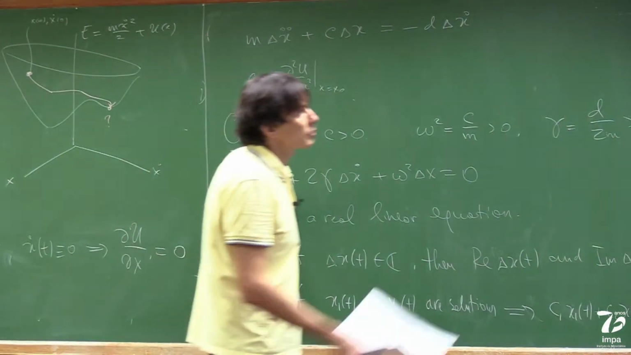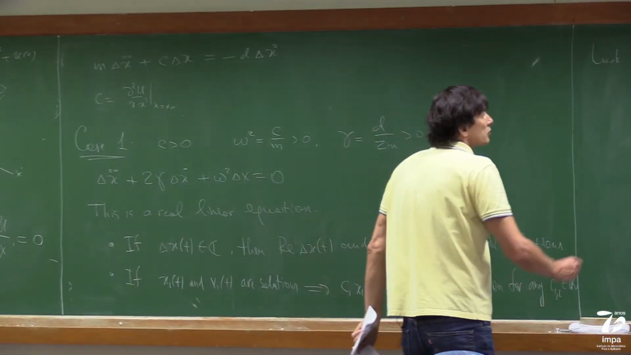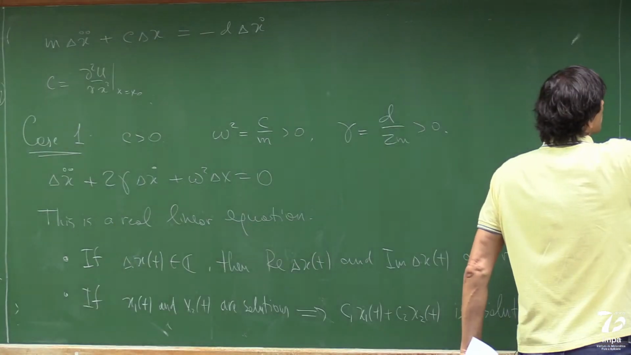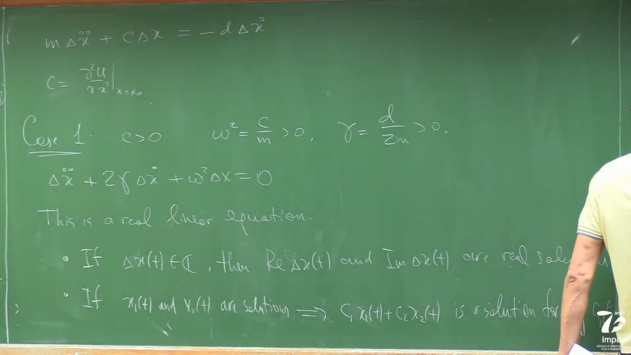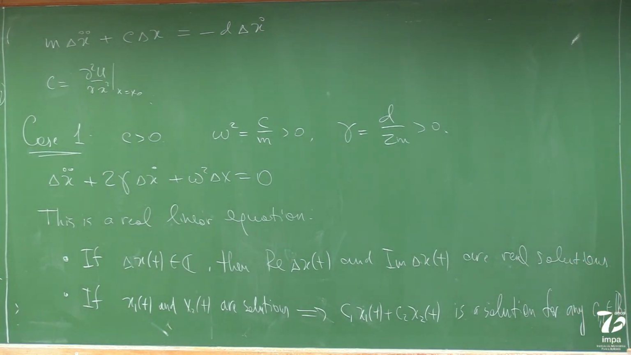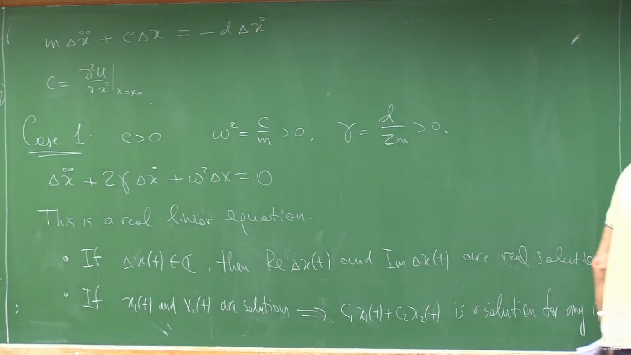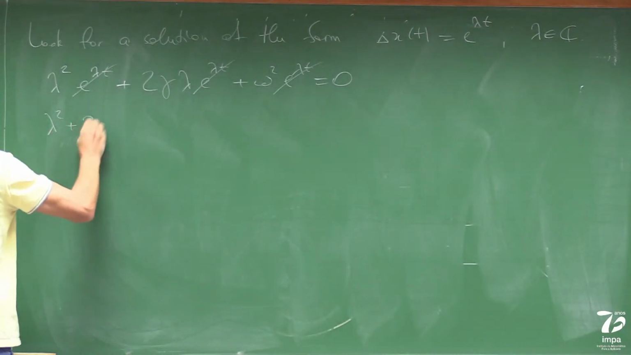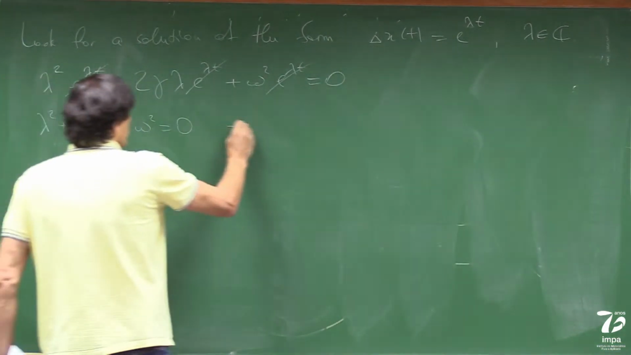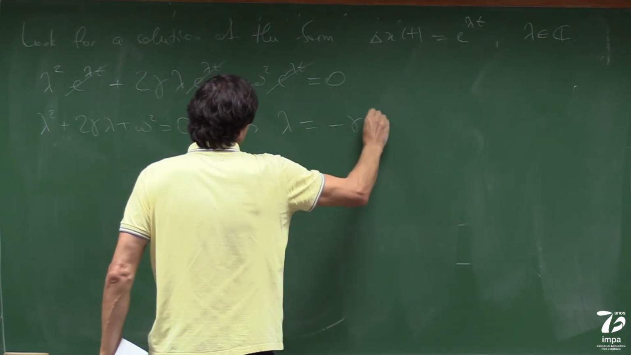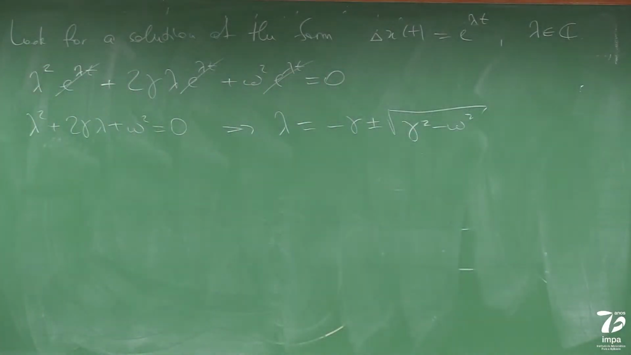So remember, when you differentiate an exponent, you get lambda. So the second derivative will give you lambda squared, then 2 gamma, and the first derivative gives you lambda, and then omega squared, all times e to the lambda t. Okay, the exponent is non-zero, so we can cancel it out. So we get lambda squared plus 2 gamma lambda plus omega squared equals 0. So this is a quadratic equation. And then you find that lambda is minus gamma plus or minus the square root of gamma squared minus omega squared. So you find the two roots.